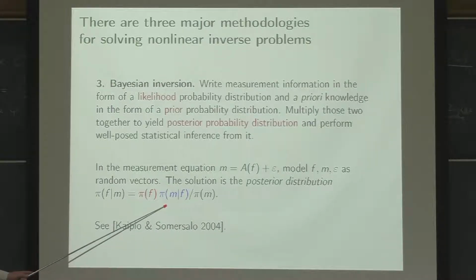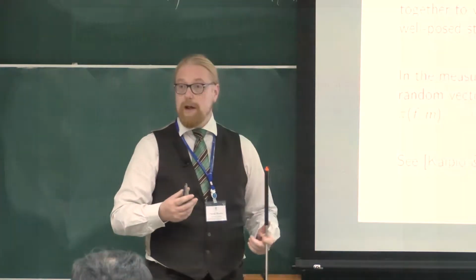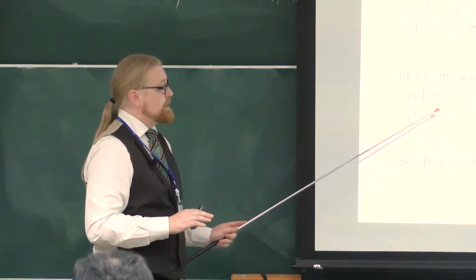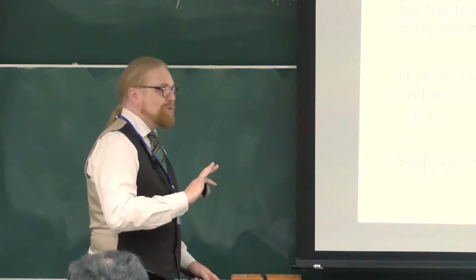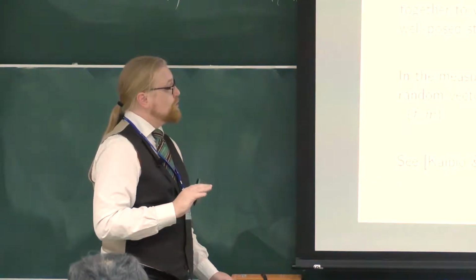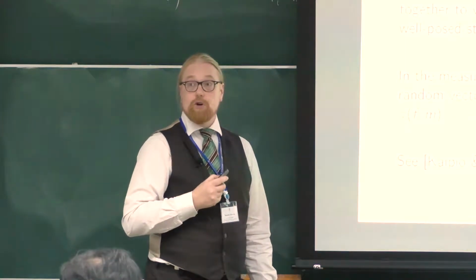This one is actually a measurement model. This is very similar to the data discrepancy situation. So this gives a high probability of pairs of m and f where the measurement m is very close to the measurement coming from f. And then once this is written, what remains is to do completely well-posed statistical inference from this distribution. So it's a complete solution of the inverse problem. It describes all the ill-posedness and everything, although it also usually leads to quite heavy computations.